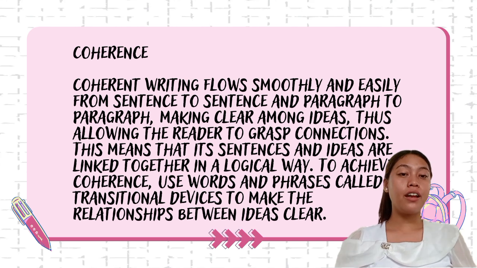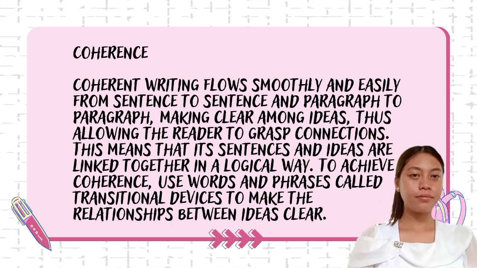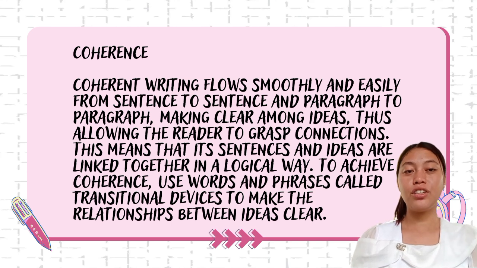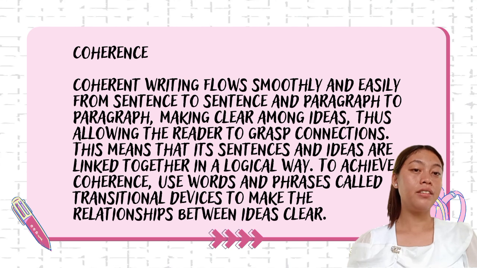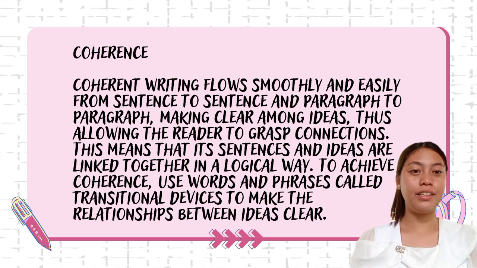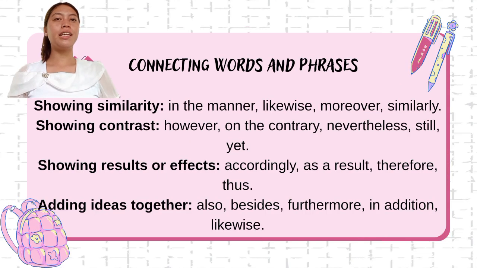This means that its sentences and ideas are linked together in a logical way. To achieve coherence, use words and phrases called transitional devices to make the relationships between ideas clear. In other words, coherence makes your writing easy to follow. Each sentence connects naturally to the next, like links in a chain. To make this happen, we use transitional words and phrases. These act as bridges between our ideas. Connecting words and phrases.